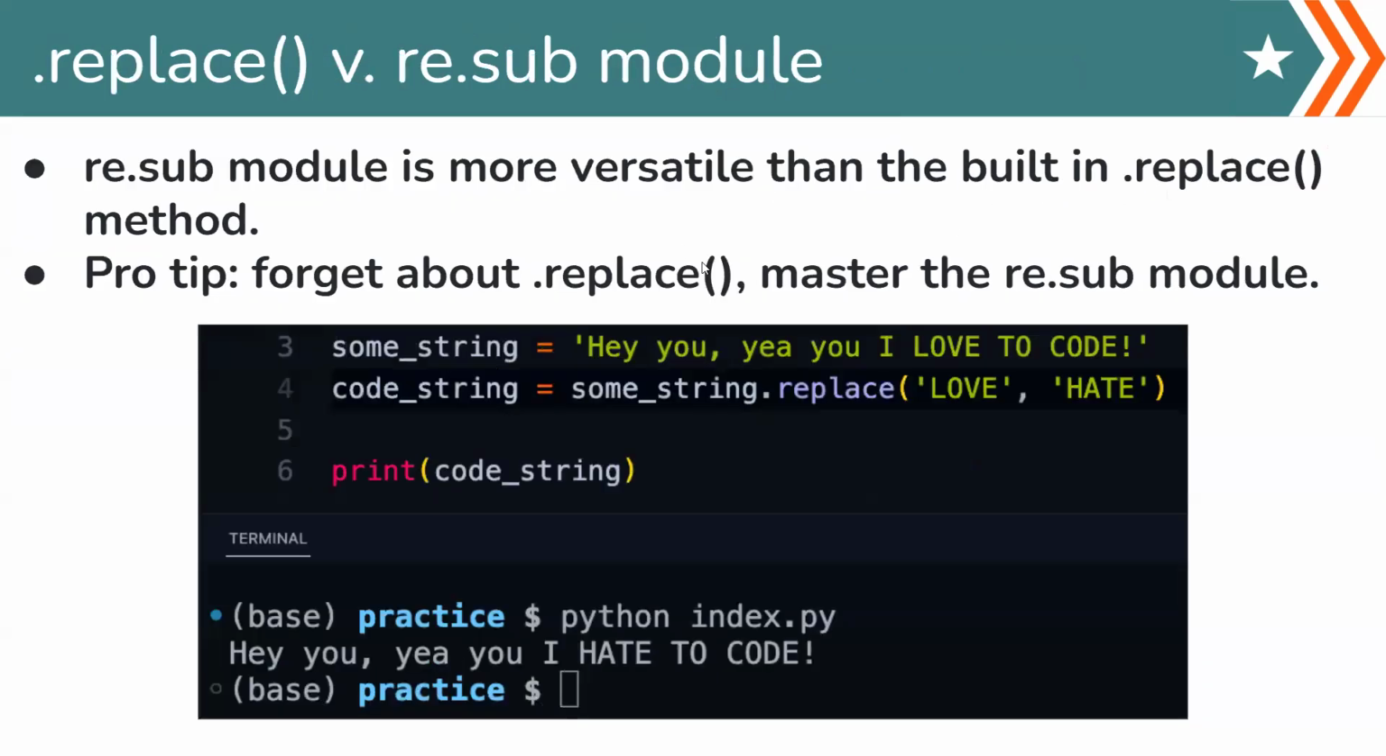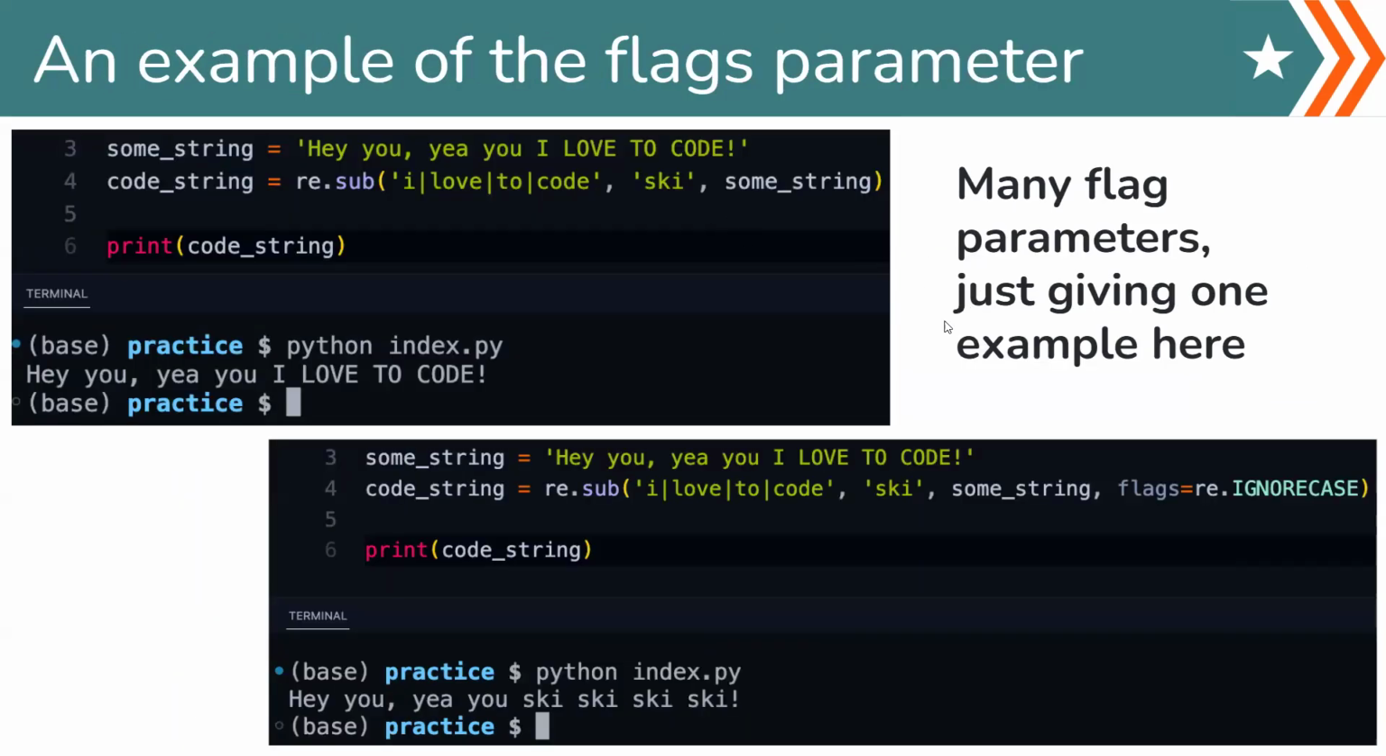But going back to this, here we're using flags, which is not a big thing, but notice that they're replacing either of the words I, love, to code with the word ski, right? It does so on both of these, but the difference is that the I love to code within the string is all capitalized, whereas in the pattern we're looking for, it's lowercase. So there are some flags. Here we have one flag, for example, which is ignore case. Like I said, I don't use this often, but here is a perfect example of it.